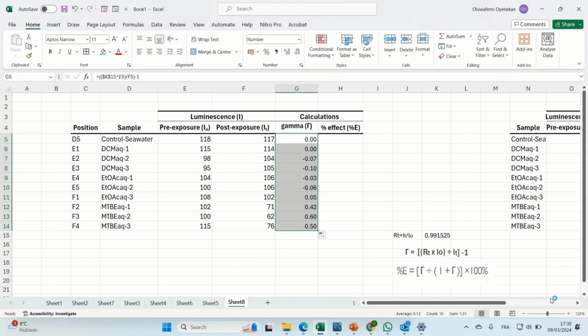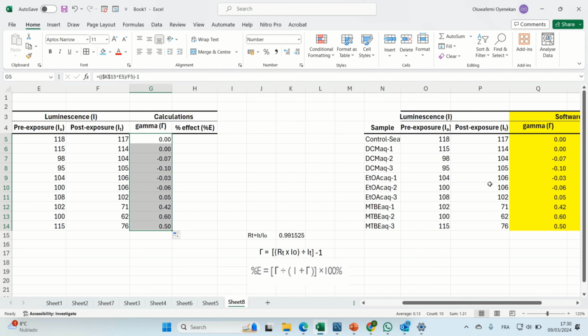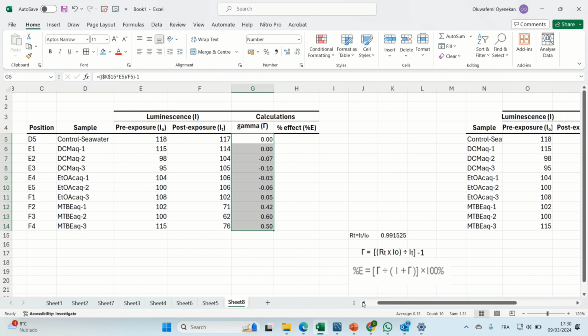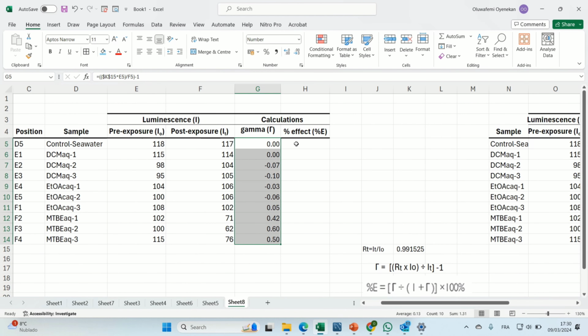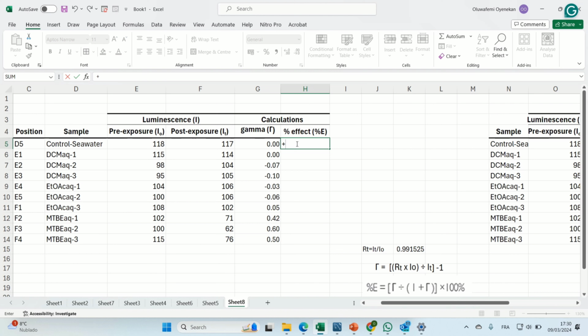Now, looking at this, let's come to the right-hand side and see if we have the same. You can see we have exactly the same as what the software calculated. So now, let's try to do the same for the percentage effect and see if we are going to get the same. Okay, so we're back to where we are. For the percentage effect, we are going to apply the same formula. So we have equality once more, then open a bracket, then the value of the gamma, which is what we have here, then divided by, you have to open a bracket again, 1, then plus the gamma again, then you close the bracket, then close the bracket again, then multiply by 100.